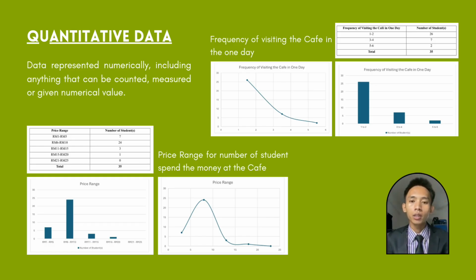Here I want to present about quantitative data. Quantitative data is data represented numerically, including anything that can be counted, measured, or given a numerical value. One of the key metrics we analyzed was the frequency of visits to the cafe in a single day.